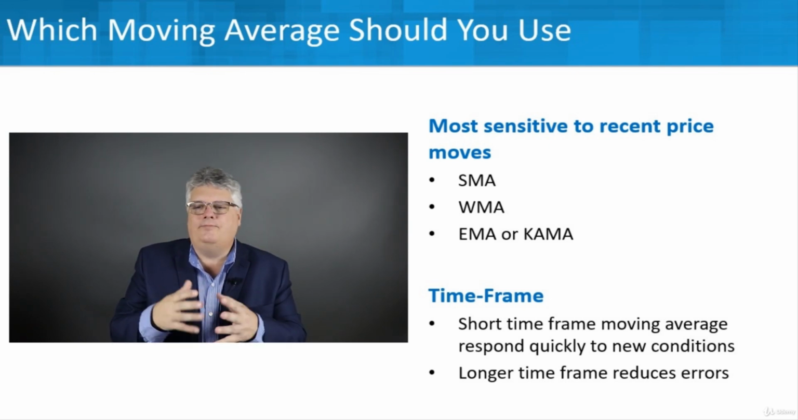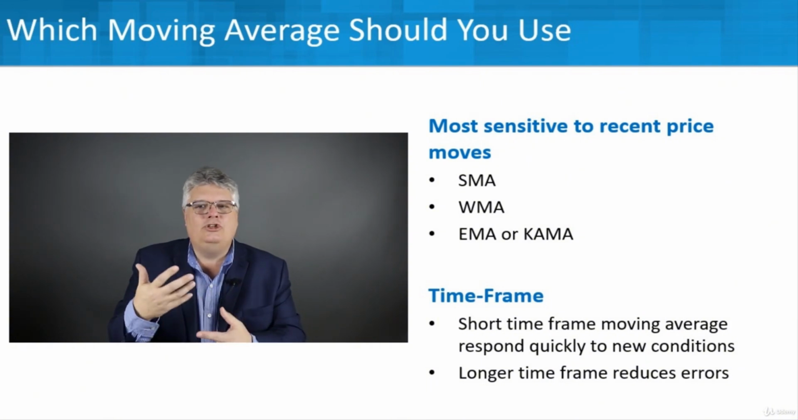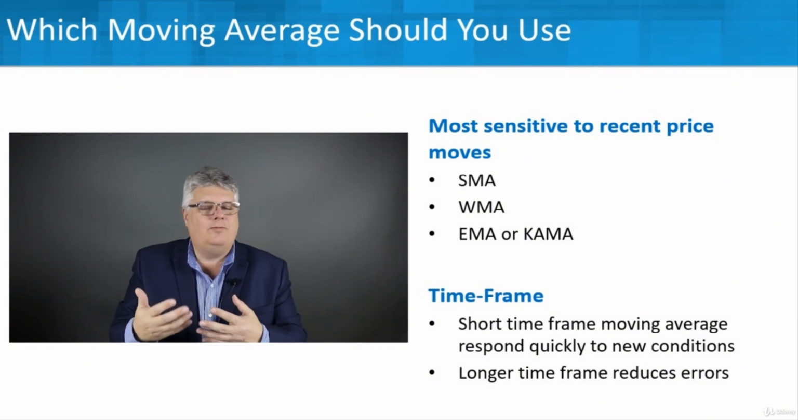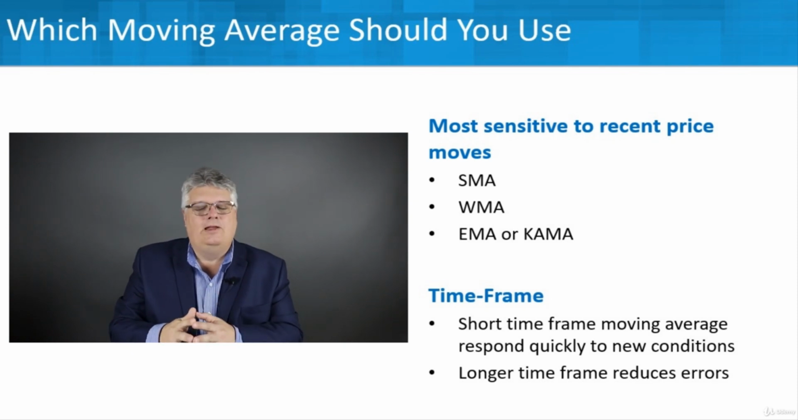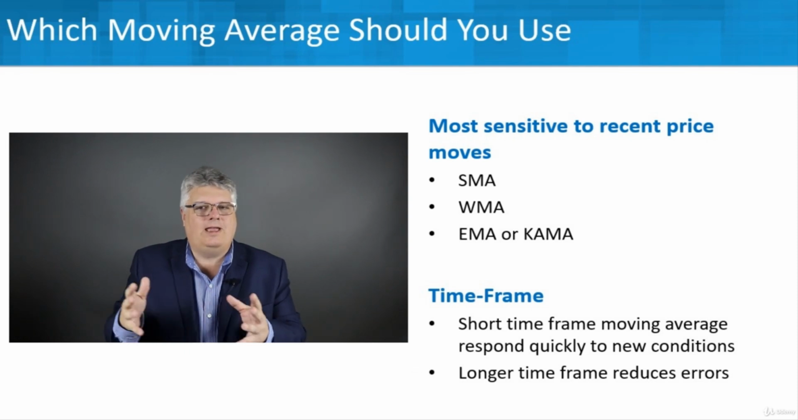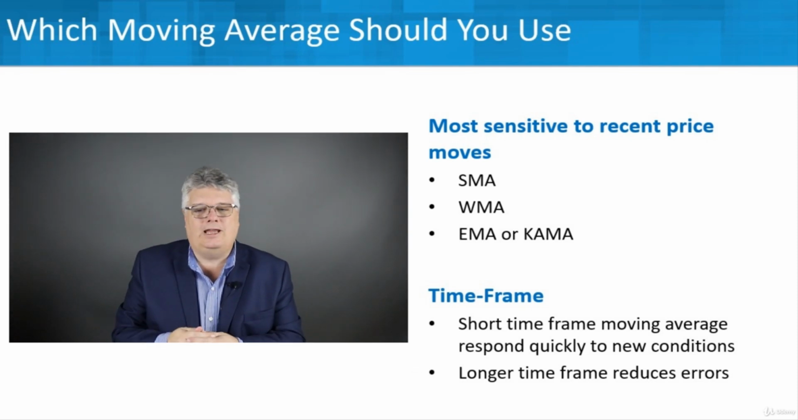The shorter the time frame for your moving average, the quicker it's going to respond to new conditions, right? But a longer time frame will reduce errors, basically reducing whipsaws, right? Basically going in and out. So if you want something that responds quickly and is very sensitive to prices, then you might use an EMA with a short time frame. If you want something that'd be less sensitive to most recent prices and over a longer period of time, then you might use a simple moving average with like a 20 or 50 or even a 200-day time frame.